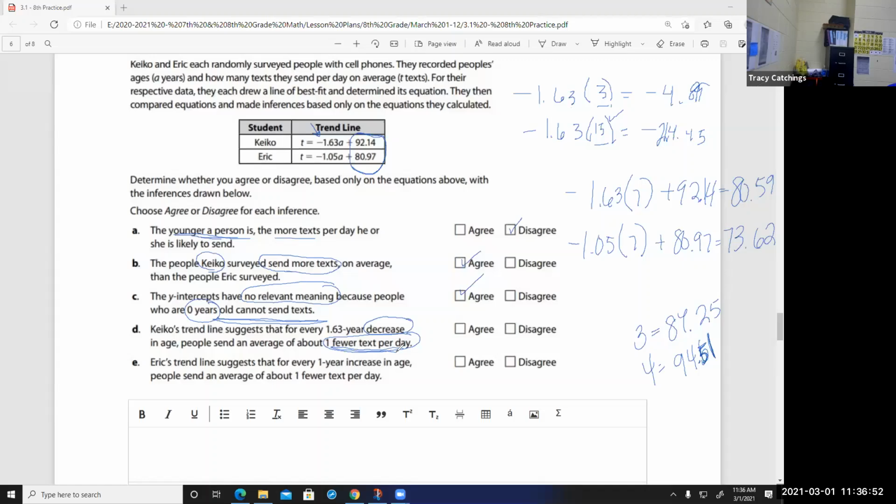Y'all make me want to do calculations. Somebody check that for the second. 85.62. All right, now that may be more likely. So that's about 87, and then we're gonna say that one is about 86. So will we say that's 1 fewer? Yes. All right, and then Eric's trend line suggests that for every 1 year increase in age, people send an average of about 1 fewer text message.